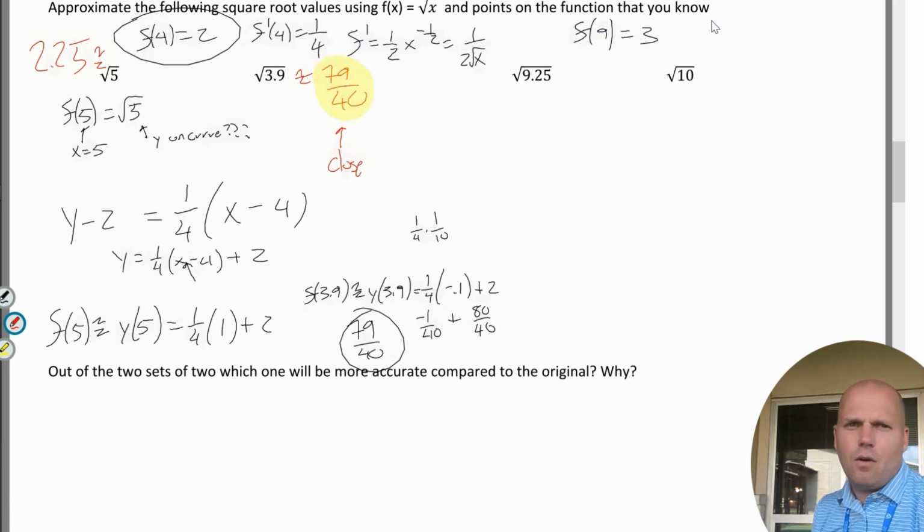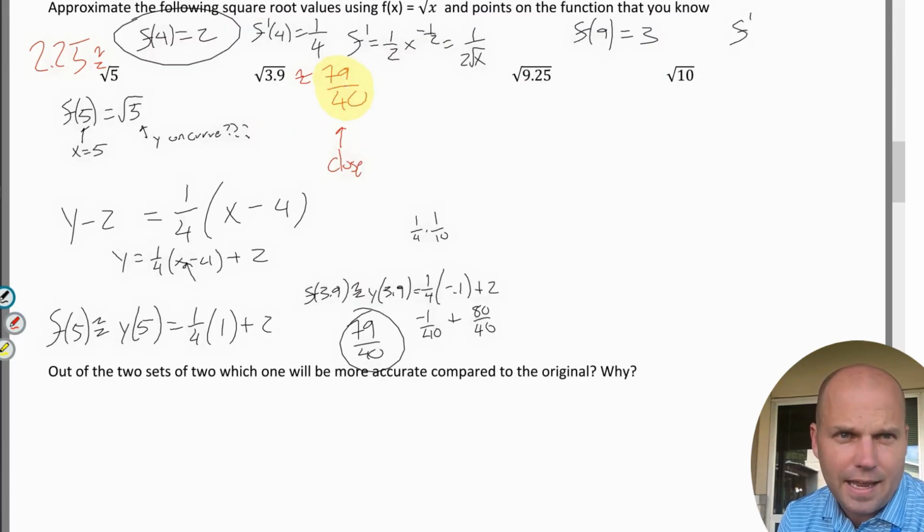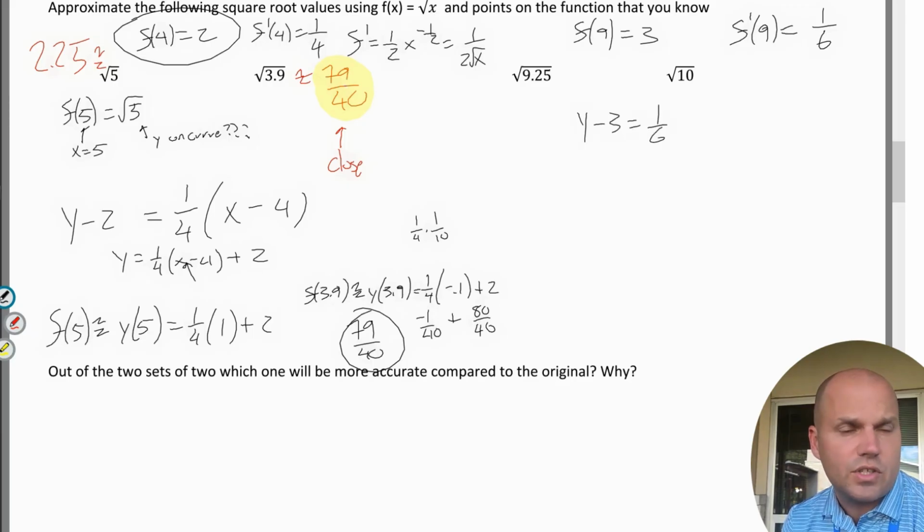Now we have the square root of 9.25, which is close to 9, and the square root of 10, which is also close to 9. I know the slope at 9 using the slope equation is 1 over 2 root 9, which is 1/6. So we have the equation y minus 3 equals 1/6 (x minus 9), and I will use that to approximate f of 9.25.